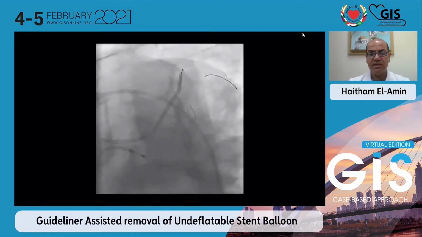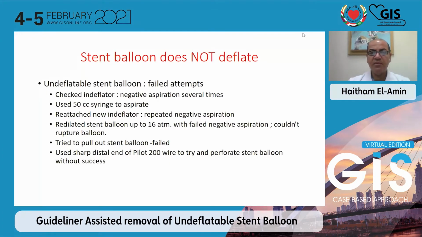So this is a cine of the balloon being up, and here we had actually gone down on the inflator, and the balloon remained up. So the stent balloon did not deflate. I tried several attempts to check the inflator with several negative aspirations without any benefit. We changed to a 50 cc syringe to try and aspirate without benefit. We reattached a new inflator, thinking maybe the first one had a problem.